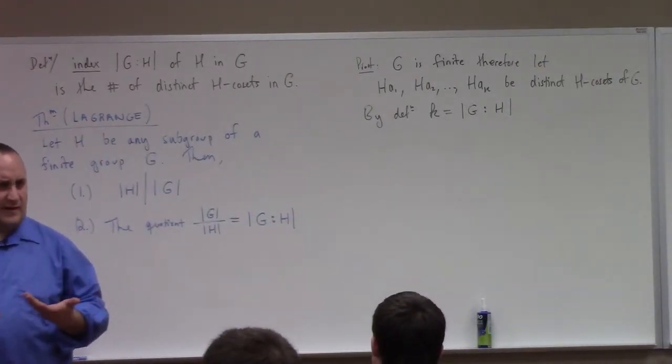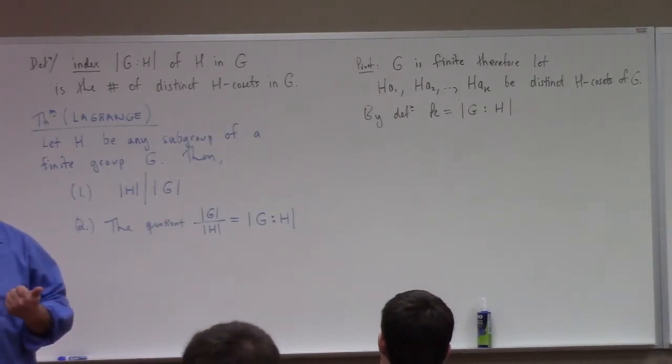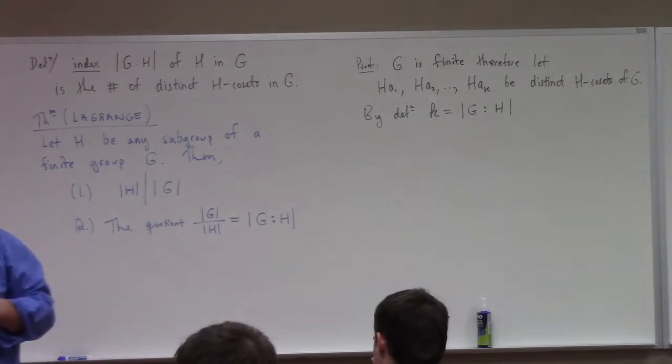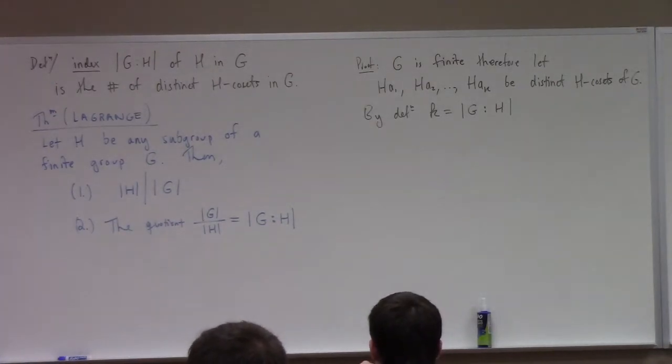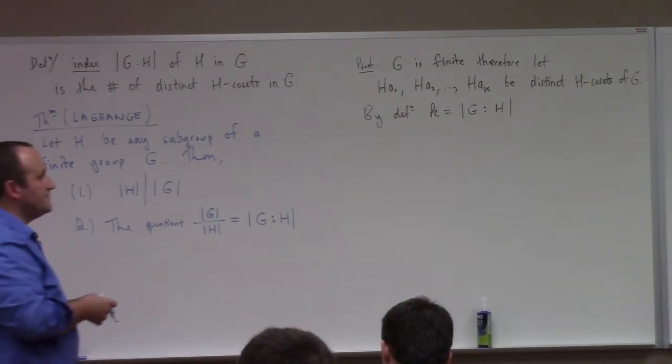Why does there have to be a finite number? Right. If there was an infinite number of cosets that were distinct, that would mean there's an infinite number of points. But that's impossible for our finite G. Right. Great.